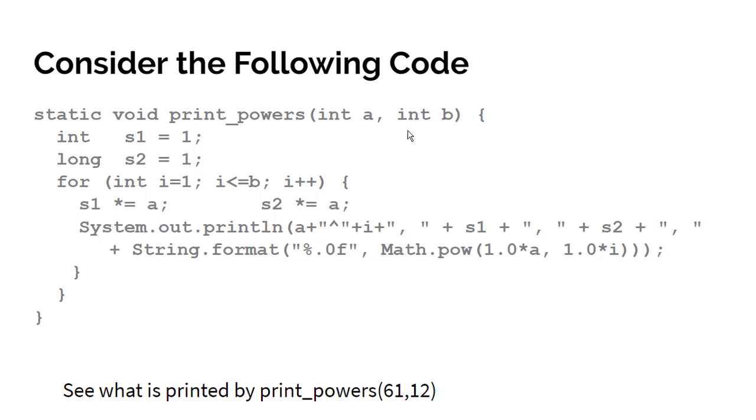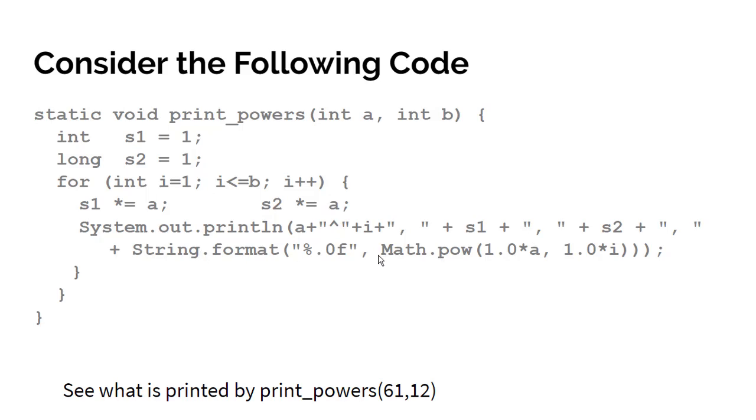To illustrate the problem, let's consider the following code. What this function does is print powers of a, from a to the 1, a to the 2, up to a to the b. When we print that, I compute the answer in several ways. S1 stores the power using an int type variable. Start at 1, and every time we loop, you multiply by a. And S2 stores the result using a long. Every time I compute a new power, I print that.